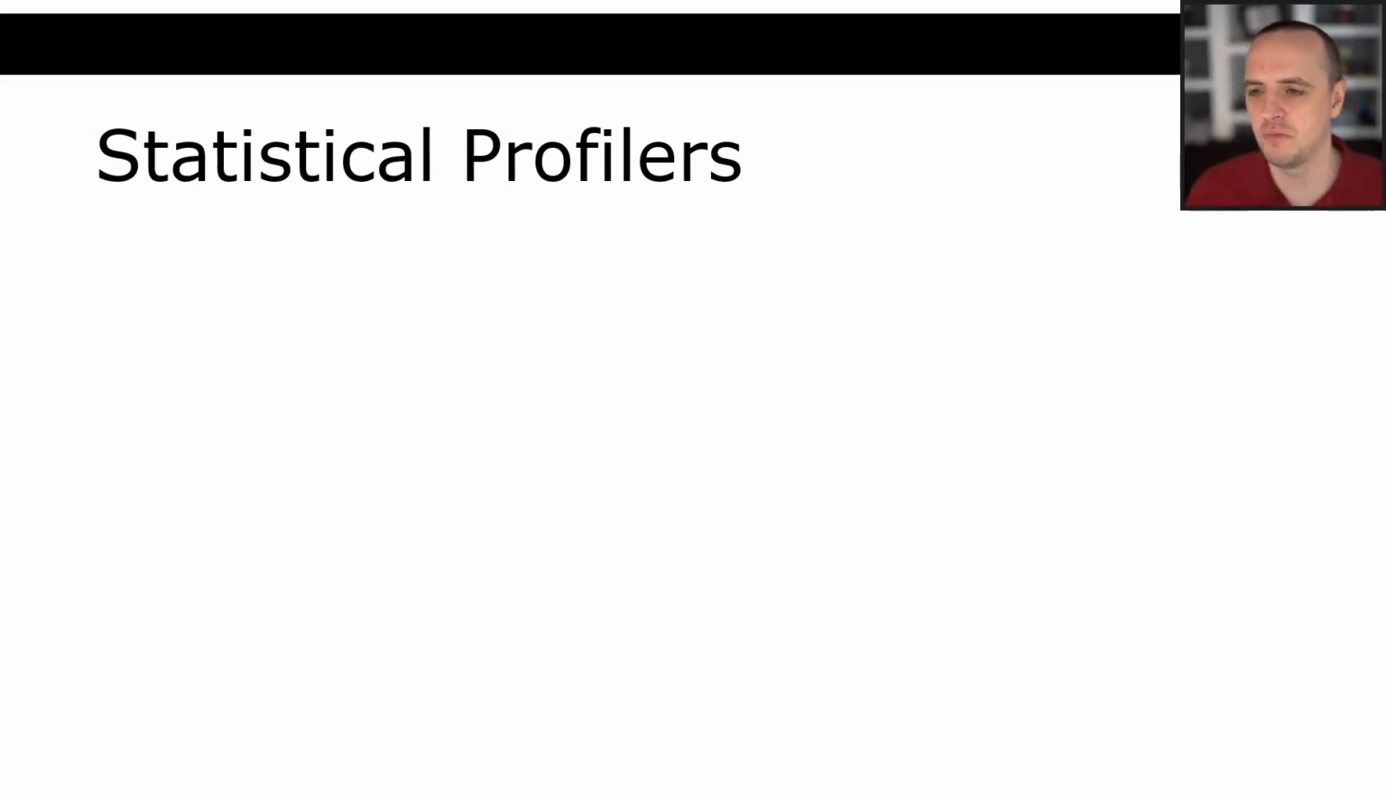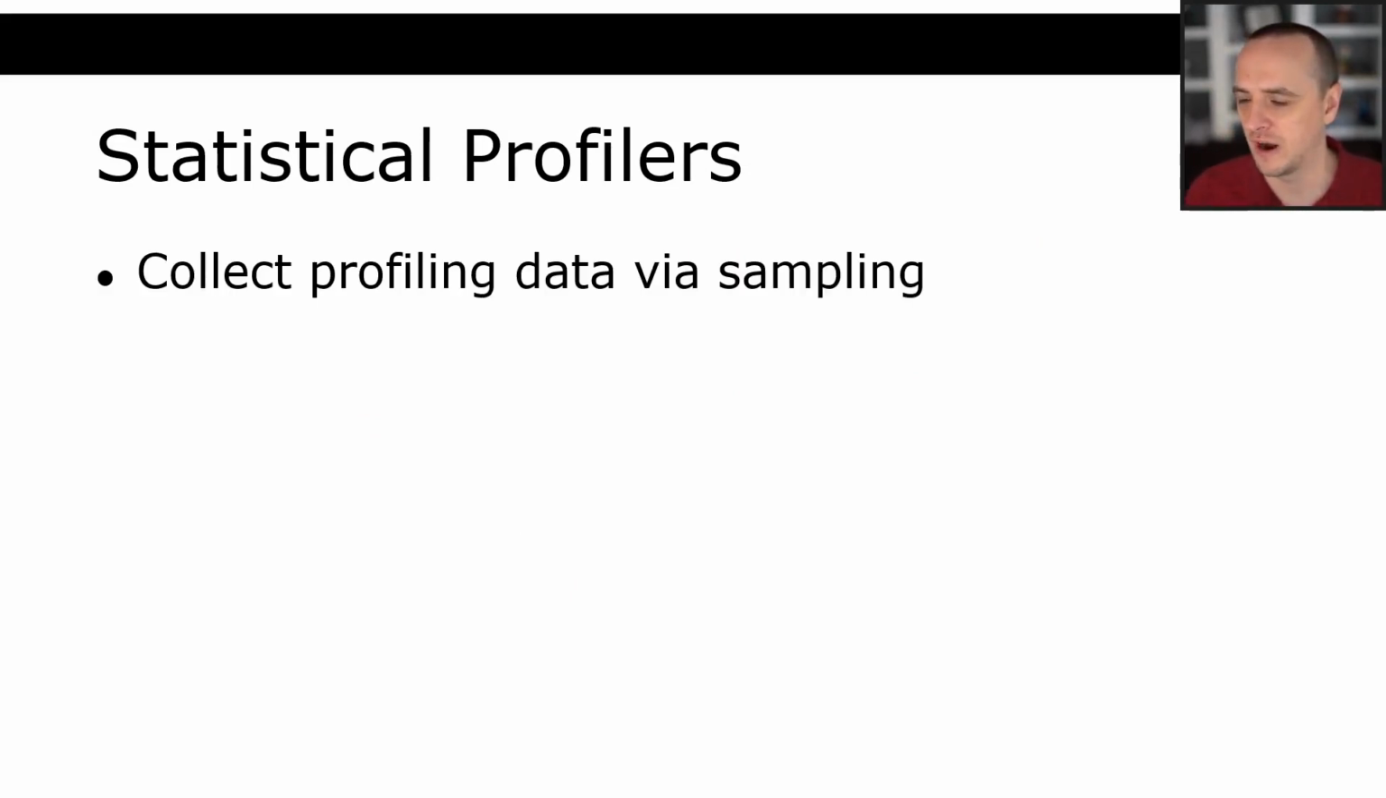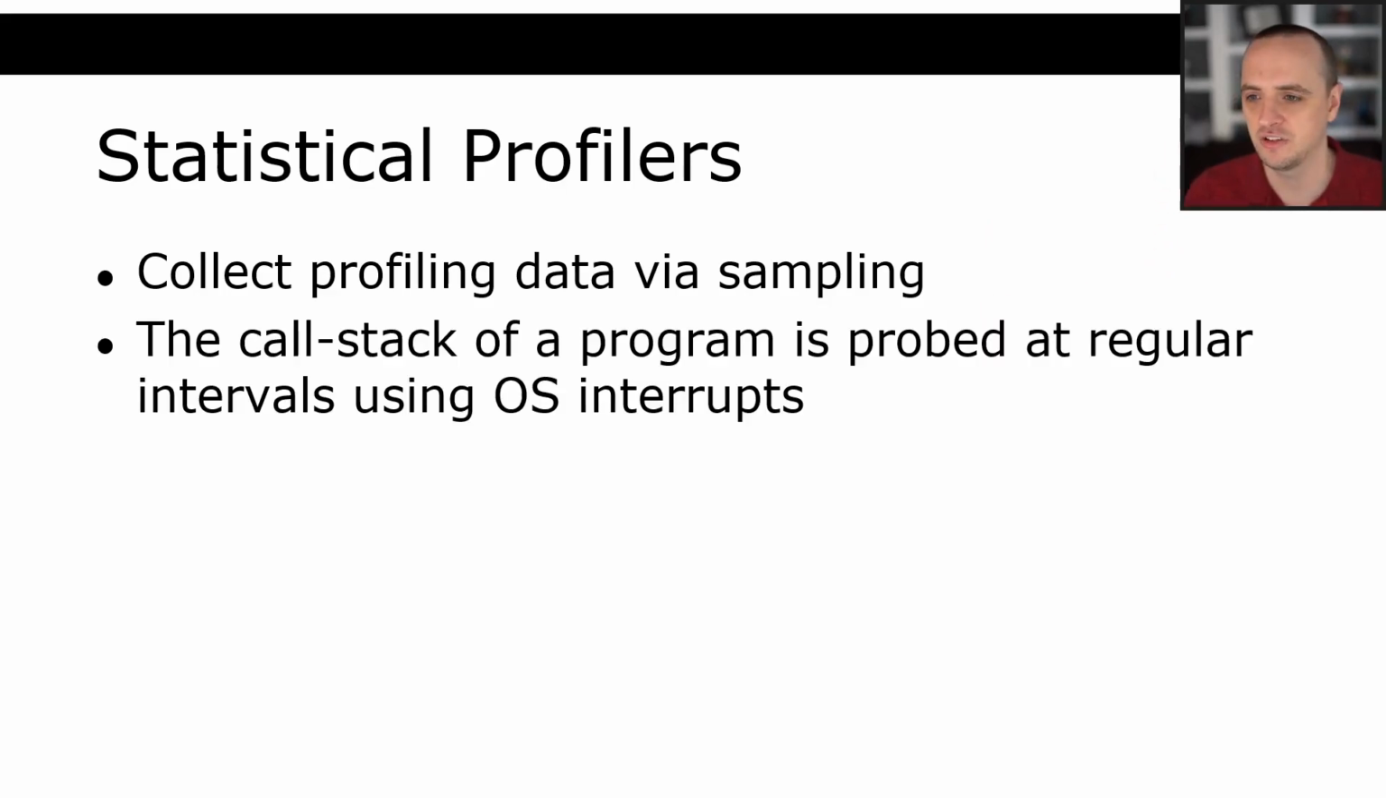Probably one of the most popular forms of profiling and the easiest form to use in C++ would be a statistical profiler. What a statistical profiler does is collect profile data using sampling. The call stack of a program is probed at regular times using operating system interrupts.